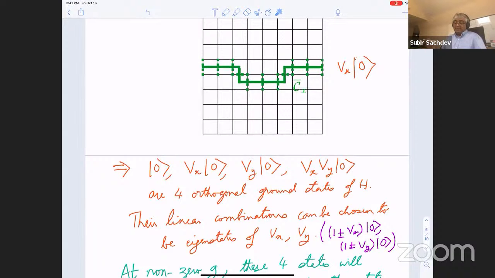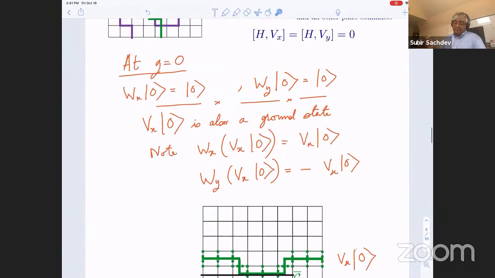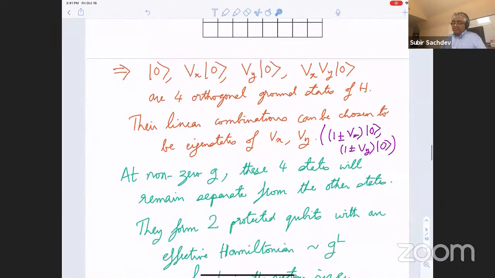These ground states are eigenstates of Wx and Wy. They're not eigenstates of Vx and Vy, but there's no problem taking linear combinations of them, as shown here, to make them eigenstates of Vx and Vy, which is what they should be, because Vx commutes with the Hamiltonian and Vy commutes with the Hamiltonian. But notice when G is non-zero, Wx and Wy don't commute with the Hamiltonian.